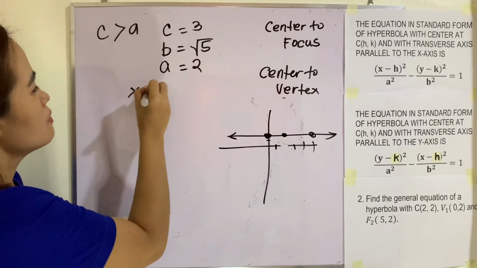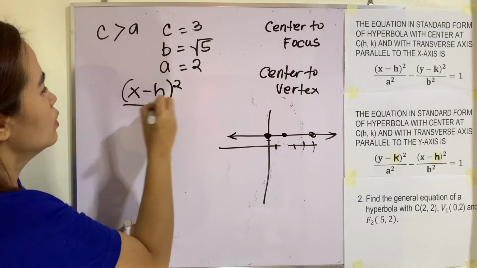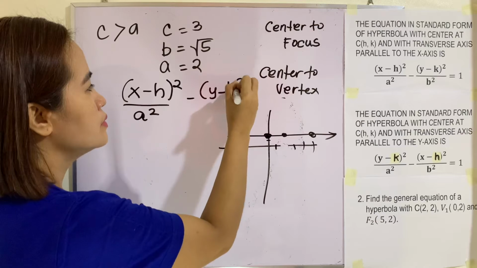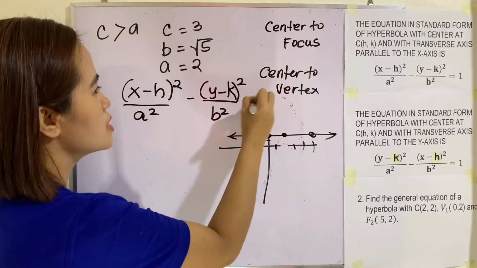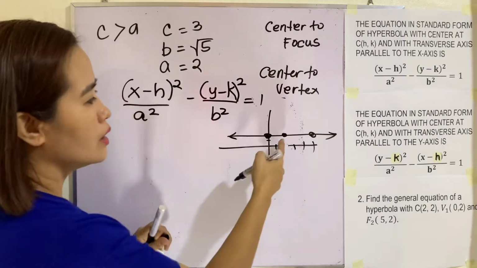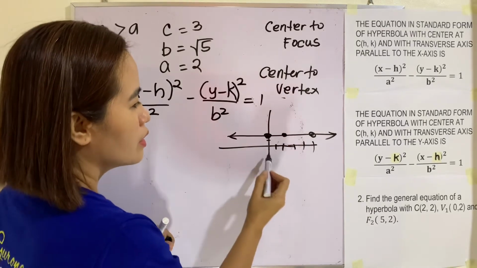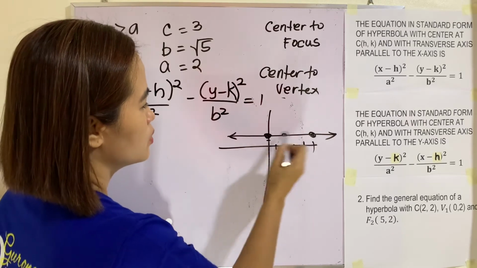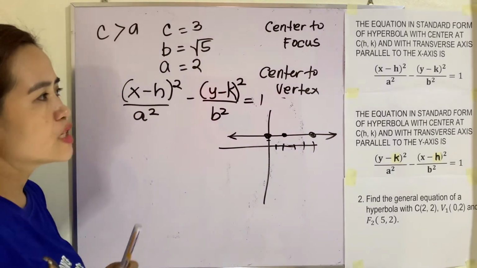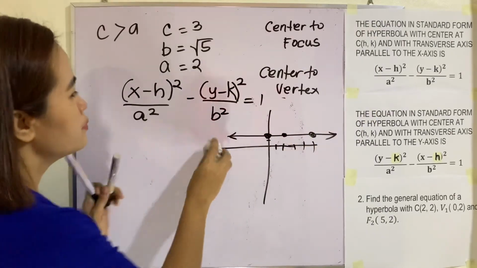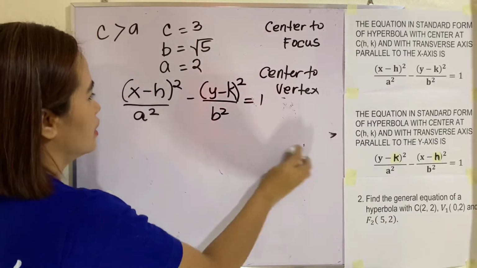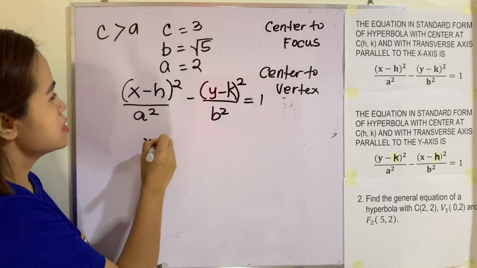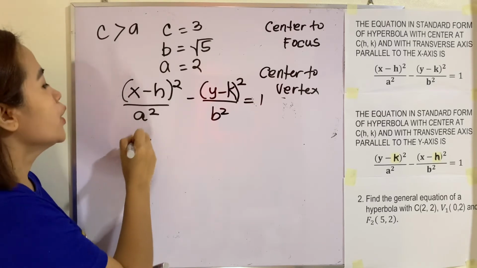That is x minus h squared over a squared minus y minus k squared over b squared is equal to 1. Again, I want to make this clear. This one is (2, 2). This is (0, 2). And this one is (5, 2). This one is your transverse axis, and that is parallel to the x-axis. That's why we use it. Now, you already have the A, the B, and the C. All you have to do is to substitute it.